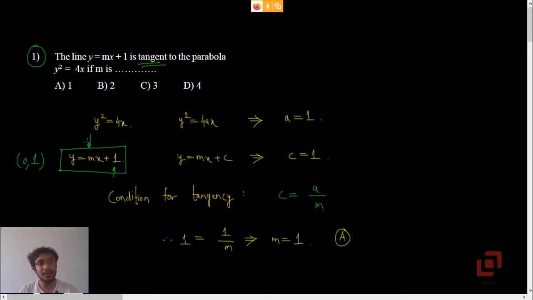Okay, then let us go to the equation of the parabola. In the problem it is y squared equal to 4x. If you compare it with our standard form y squared equal to 4ax, then you will find that the value of a is equal to 1. Okay, and if you compare our standard equation of the line in the slope intercept form with the given equation, then c is equal to 1, the y-intercept.